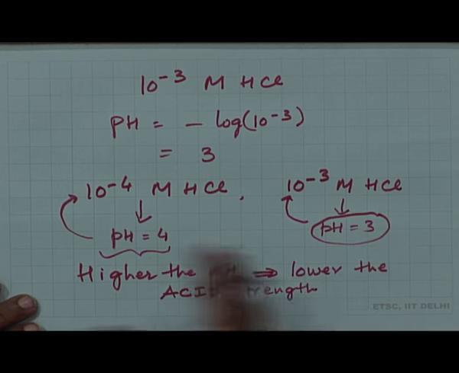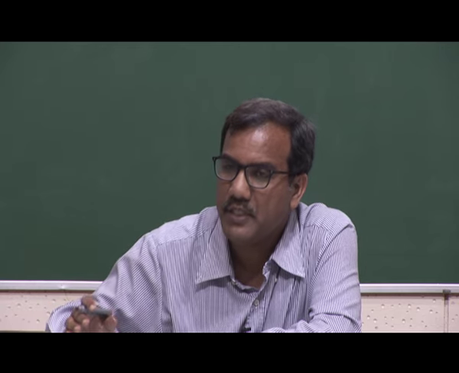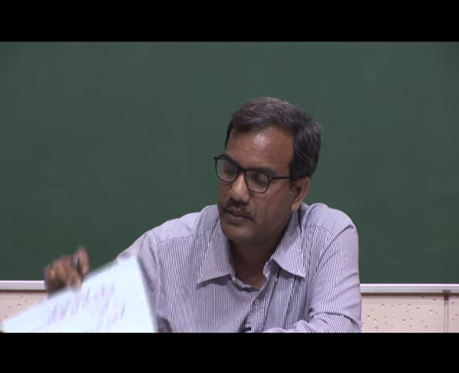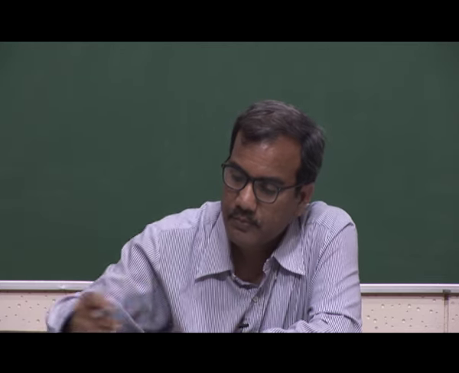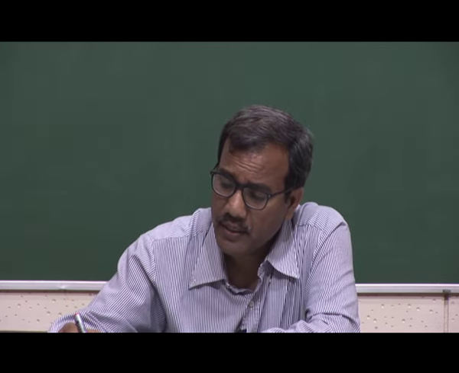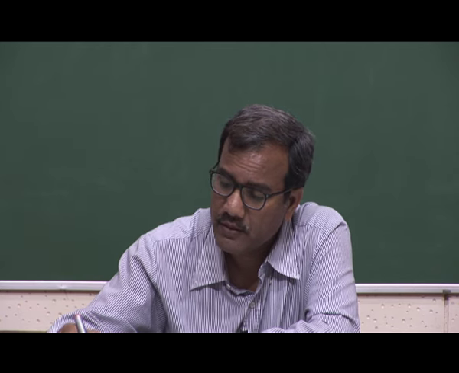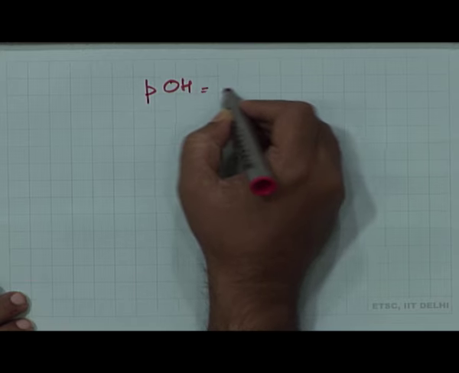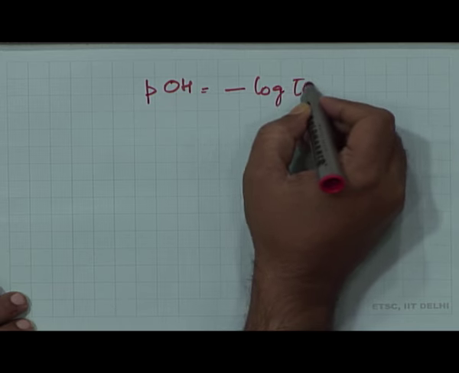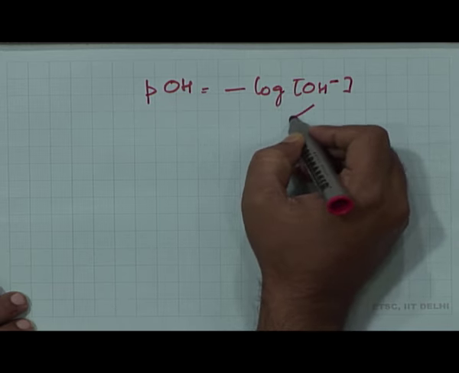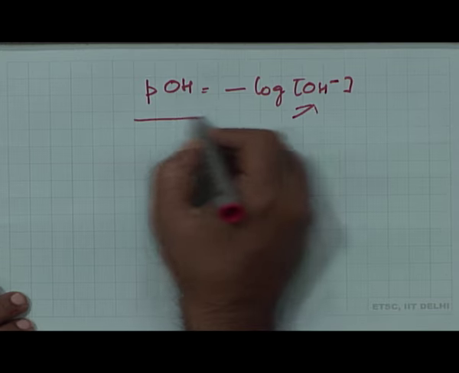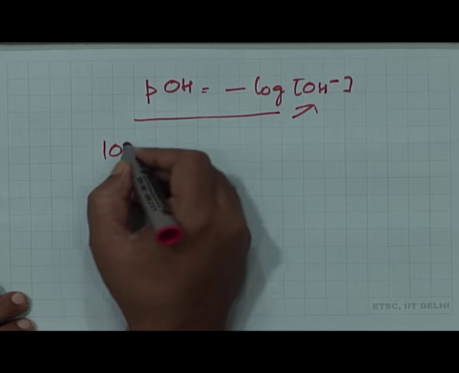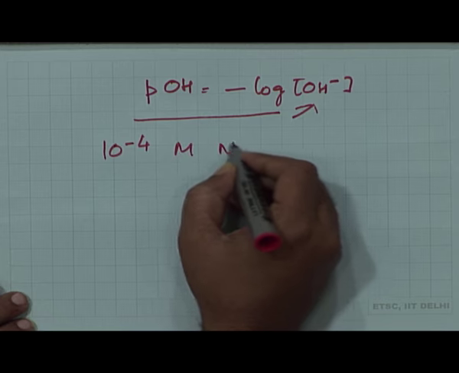As we go towards higher pH, H plus ion concentration decreases, and so you have lower acidity. Similarly, we can calculate pOH, and pOH is equal to minus log OH minus ion, which is only valid when we have a dilute solution. Suppose we take around 10 to the power minus 4 molar sodium hydroxide solution.